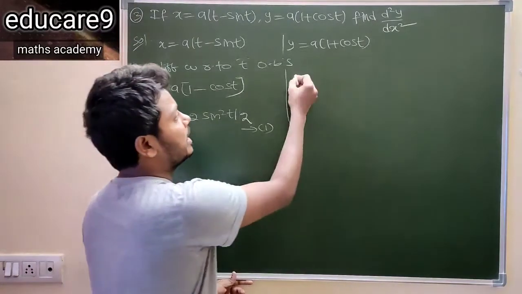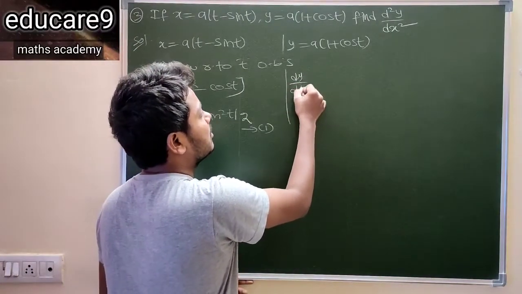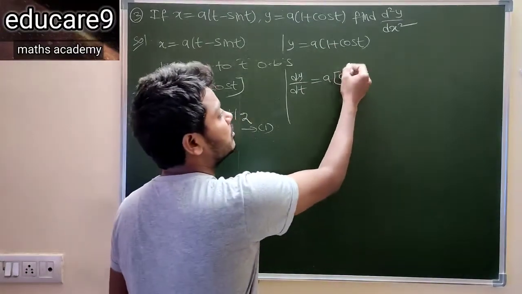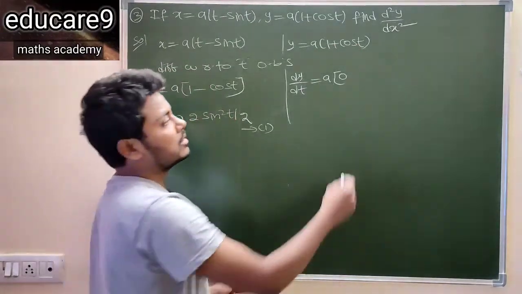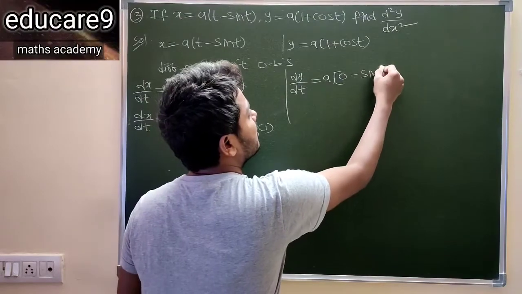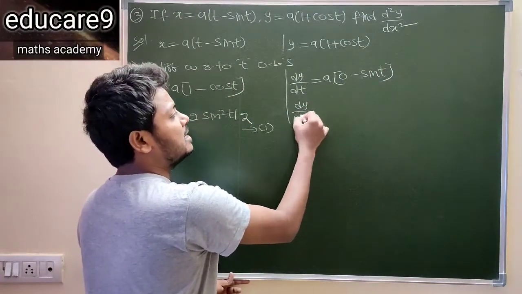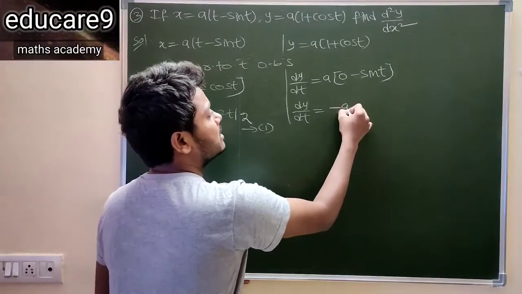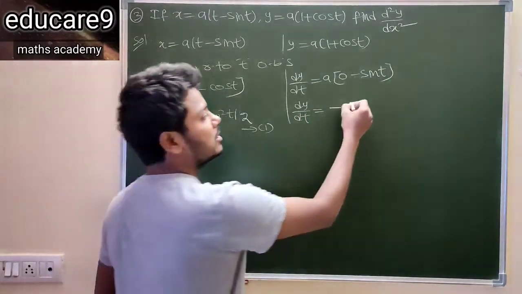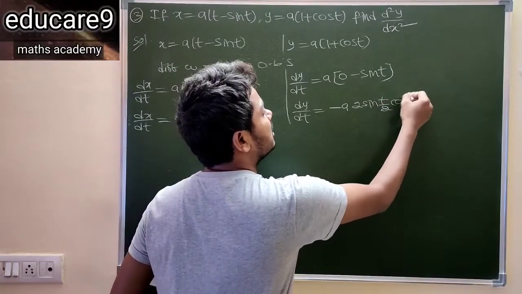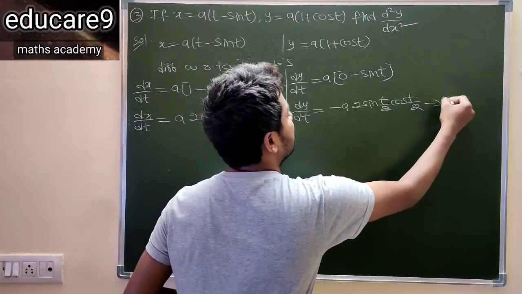Let's find dy by dt. a into the derivative of 1, that is 0, and the derivative of cos t, minus sin t. So therefore dy by dt is minus a sin t, and by the formula, 2 sin t by 2 cos t by 2. This is equation 2.